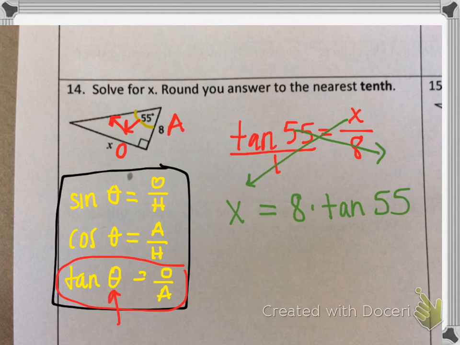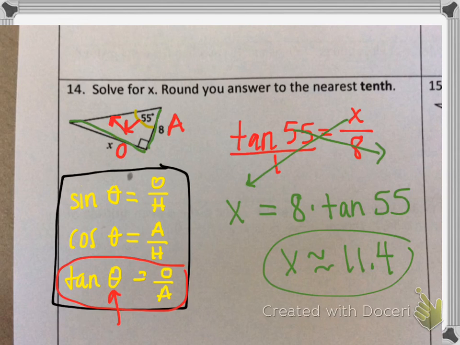So what should I expect in my calculator? If I look at x, it's definitely longer than the 8, so it should be bigger than 8. So I'm going to hit 55 tangent, and then times 8 equals, and I get approximately 11.4, which makes sense because it had to have been bigger than 8.